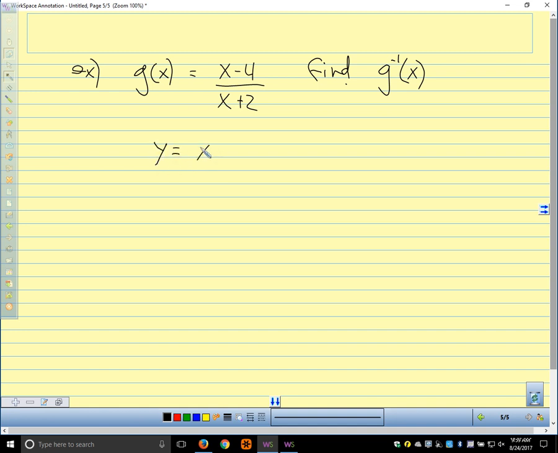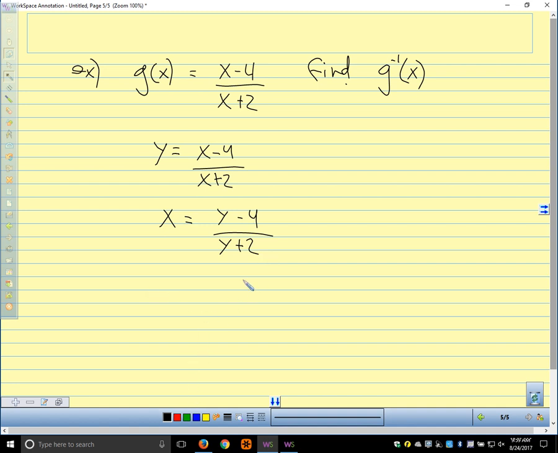So we're going to rewrite this: y equals x minus 4 over x plus 2. And we're going to switch our x's and y's now. Got to switch all the x's and y's. So x equals y minus 4 over y plus 2. And now we're going to solve for y. What first step makes sense here? Multiply by y plus 2. Let's get rid of that fraction. That sounds good to me.